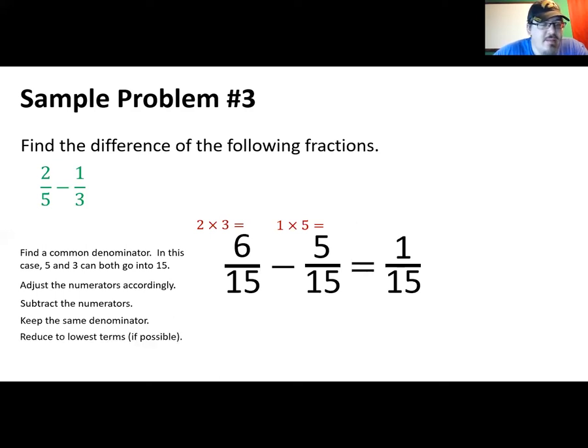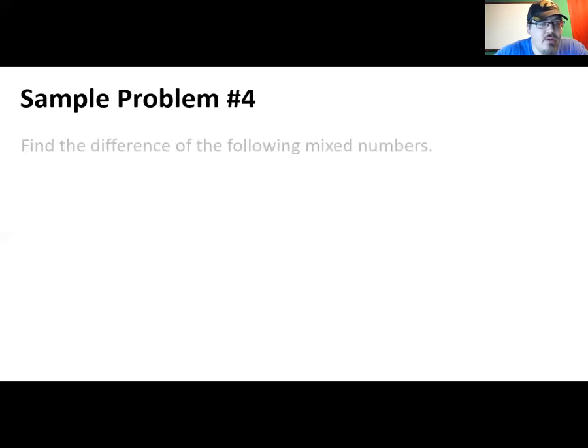And then the last step, as always, is check to see if you can reduce. And you may, again, or may not be able to reduce. So in this situation, nothing can go into 1 and into 15 evenly. So 1/15 is our final answer. And there we go. All right, let's do one final problem, this time subtracting mixed numbers.